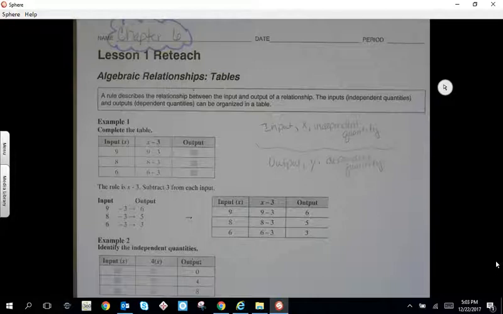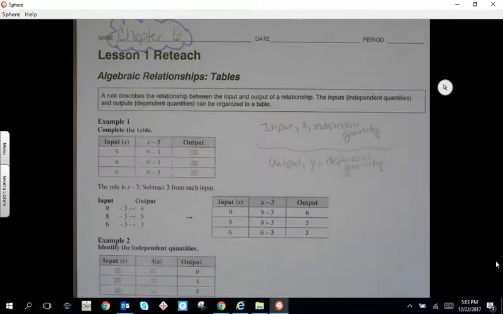If I say input, I'm talking about X. I'm talking about the independent quantity. If I say output, I'm talking about the Y. I'm talking about the dependent quantity. We're going to get into those parts once we're in class together, but let's talk about these tables right now.